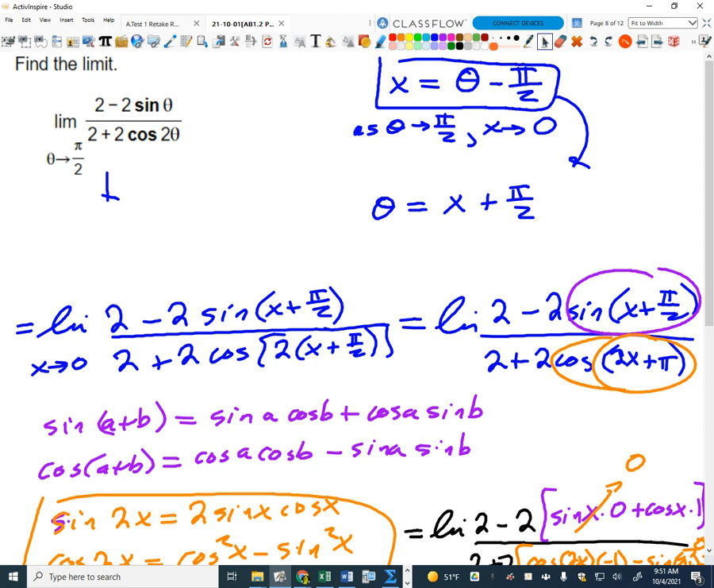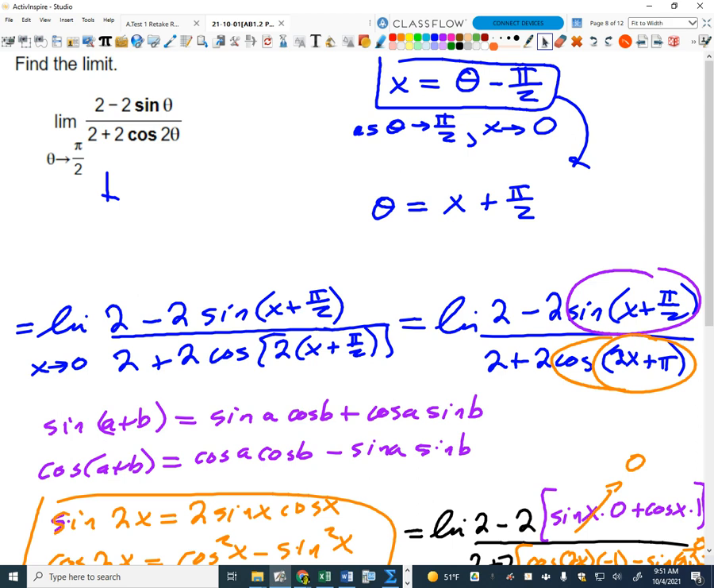We want to make a variable substitution so we can write a different limit where the variable is going to 0. And we said that if theta is going to pi halves, then we could define some new variable x in terms of theta that goes to 0. As theta goes to pi halves, if we define x as theta minus pi halves, then x would go to 0, right? And so we could make that substitution.